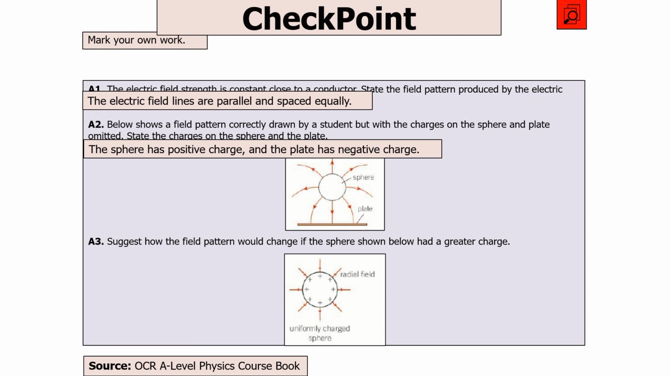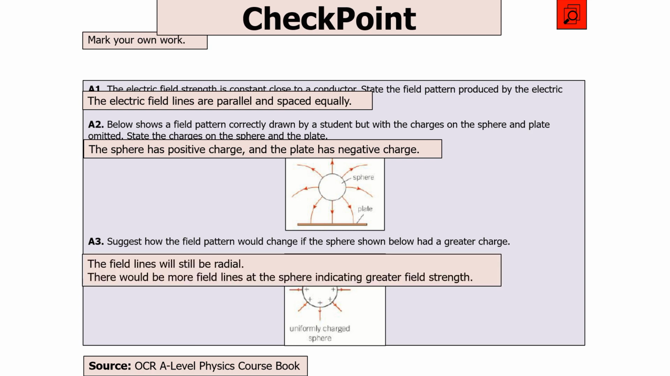Now again, how can we indicate what the field would look like? Well, it would still be radial because it's still going to be a sphere, but there would be more field lines at the sphere in that particular area because the density of the field lines shows the strength of the field. The greater the charge, the stronger the field, the more field lines there are per centimetre squared.